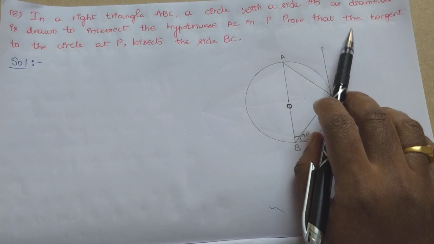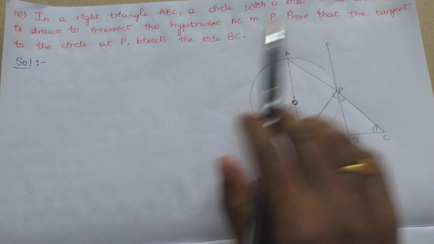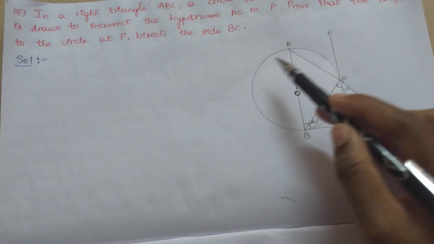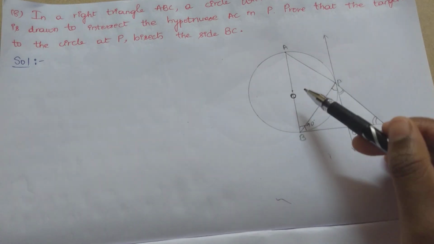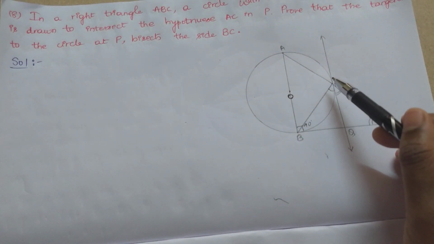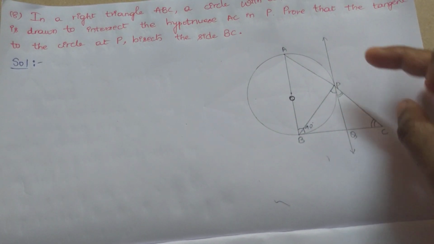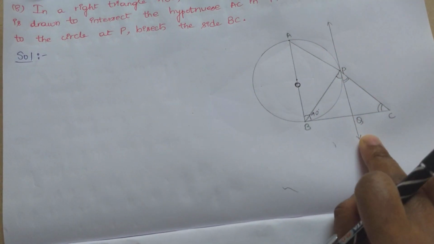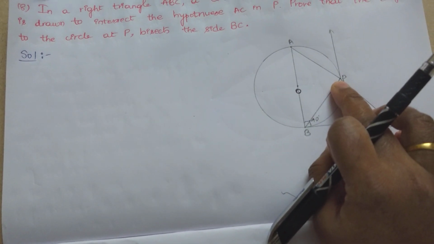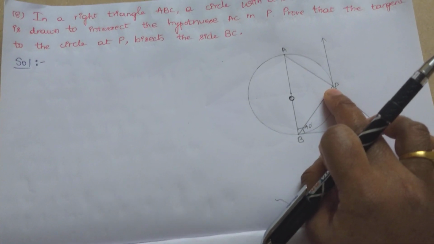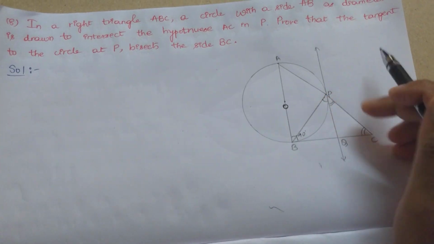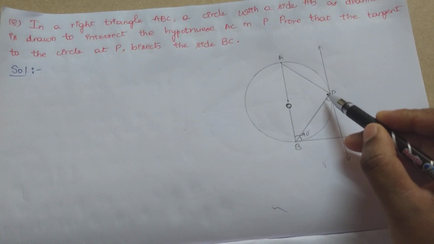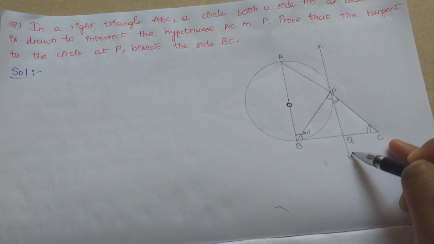So what we need to prove? Prove that the tangent to the circle at P. So when you see here, for the circle with the center O, a tangent is drawn. So this is the tangent. PQ is the tangent where P is the point of contact. After that, we have to prove that the tangent at P bisects the side BC.